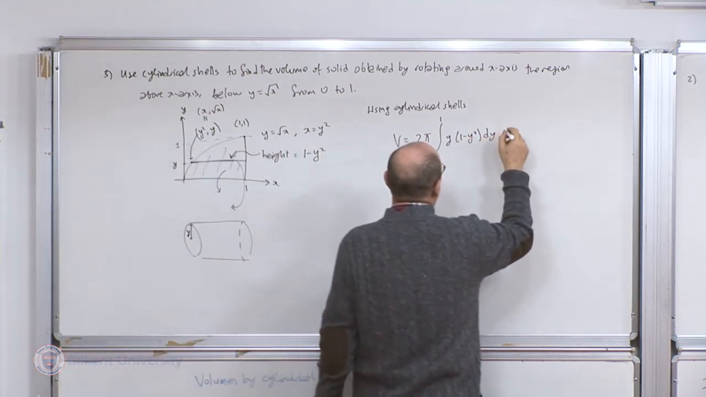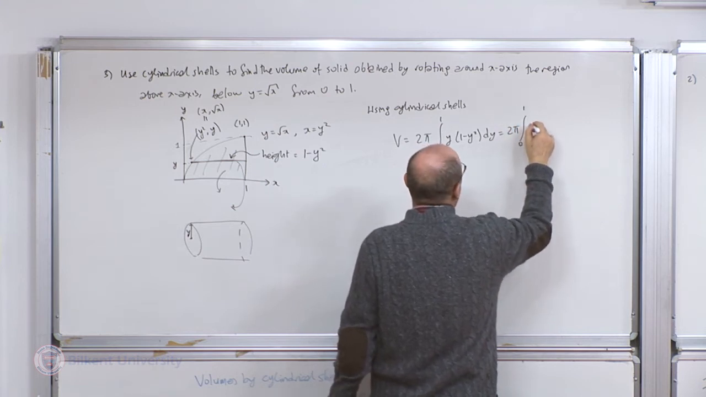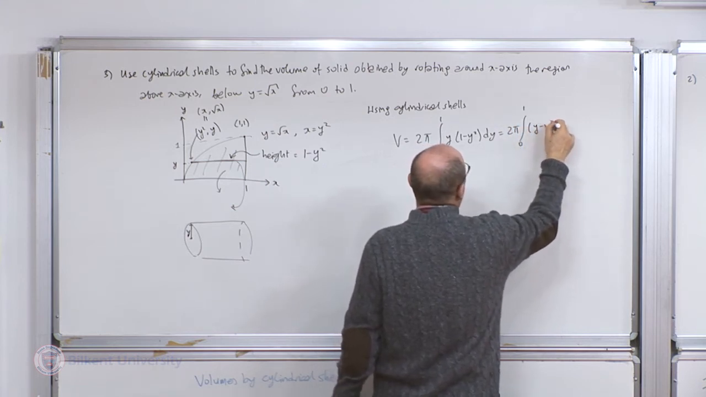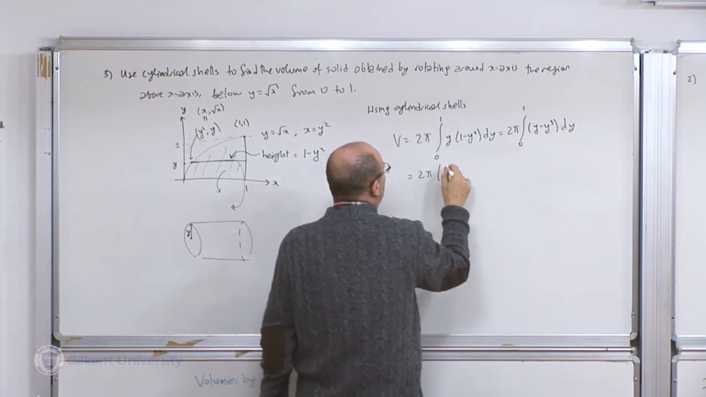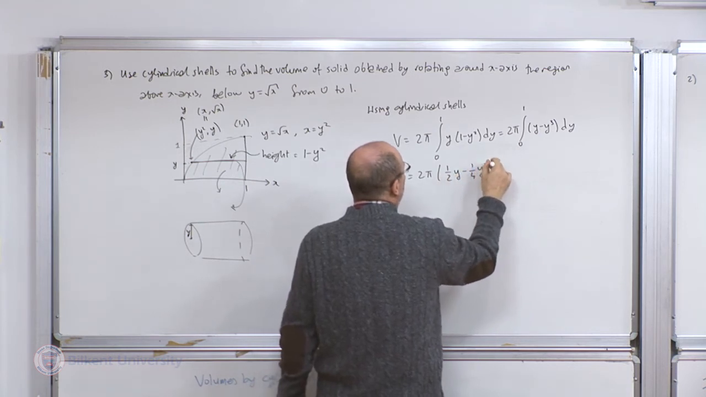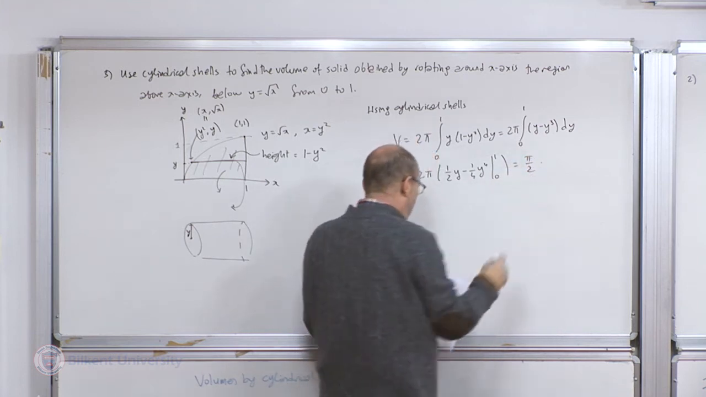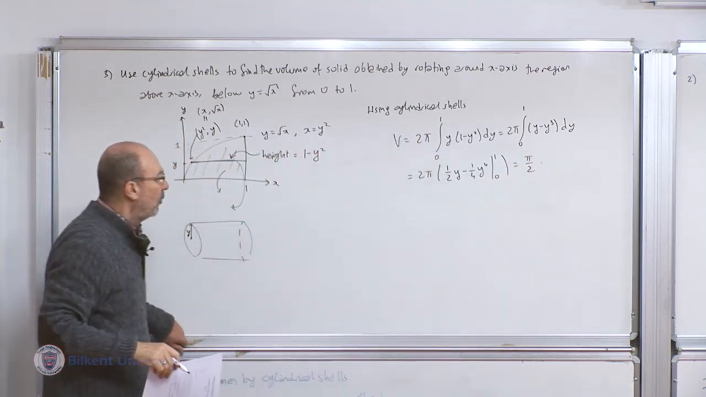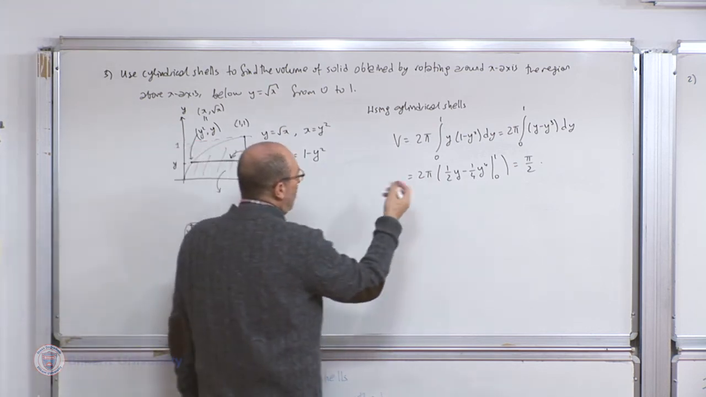Let's do one more step. 2 pi integral from 0 to 1 of y minus y cubed dy. So this is going to be 2 pi times (1 over 2 y squared minus 1 over 4 y to the fourth), from 0 to 1. And according to my notes, this is pi over 2.